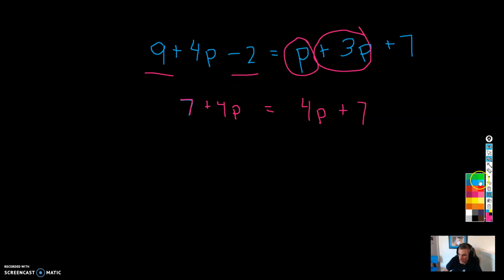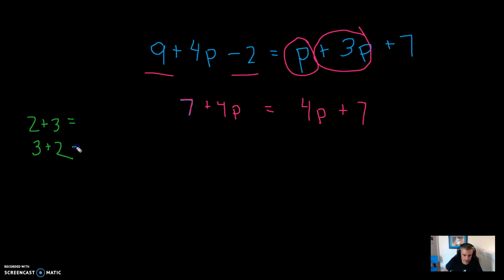Addition is commutative. That means it doesn't matter if I write 2 plus 3 or 3 plus 2, right? Those are both equal to 5. So over here on the left-hand side, I could rewrite that as 4p plus 7, right? I just switched the order just like I did over here. And that is equal to 4p plus 7.